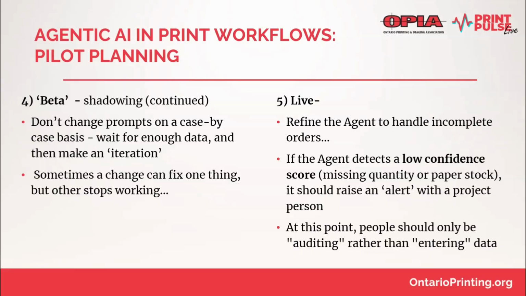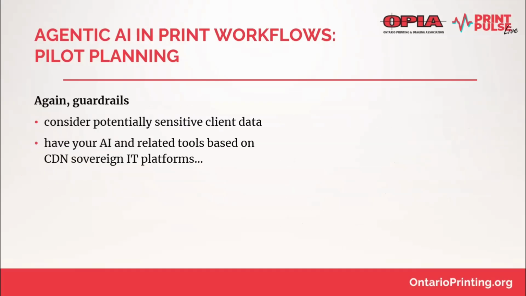If there's a low confidence score, it should raise an alert to a project person or somebody at that point to say, hey, have a look at this. And at that point, the person should only be auditing what it's doing rather than entering the data. They've now freed up that time to be able to process more emails or take on some of the next steps as you further automate into the workflow.